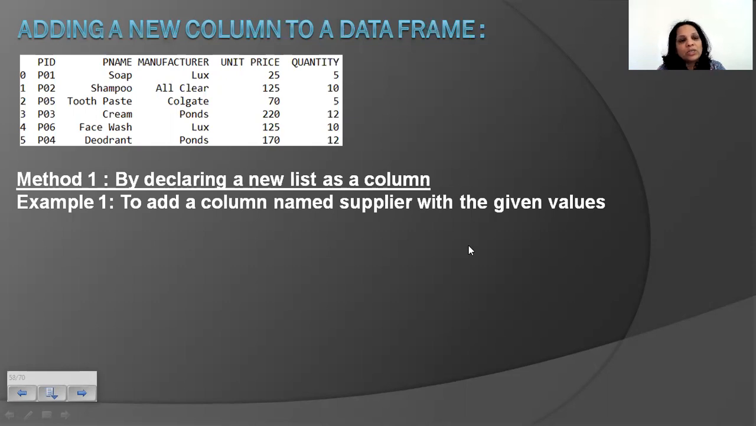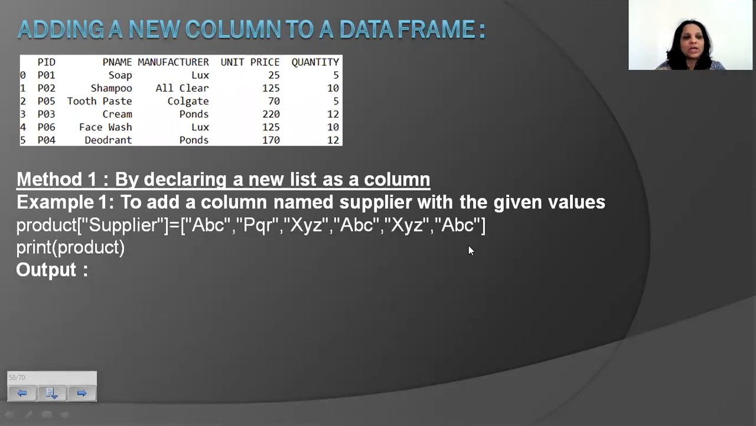Okay. Now, in this example, I'm talking about how do you add a new column named supplier to this particular data frame. So it's going to be the last column that I'm going to add, and I'm going to be supplying certain values. Okay. So how do I do that? I write product square bracket supplier.